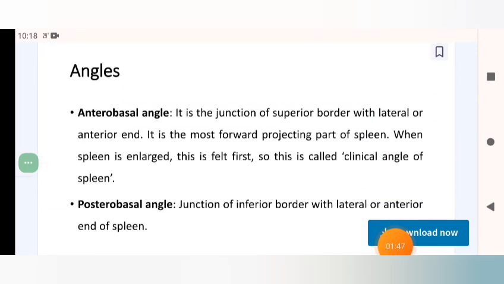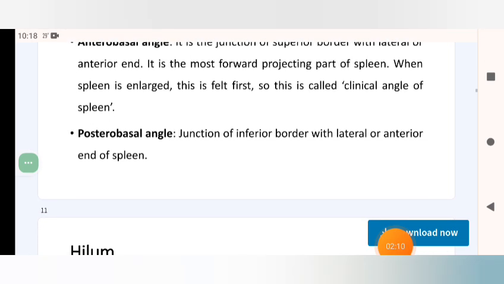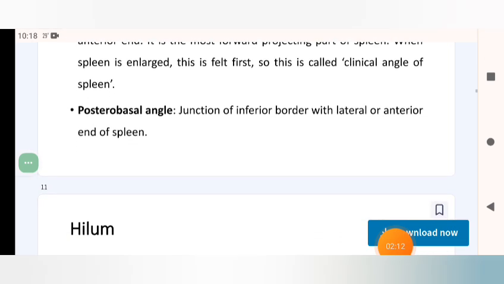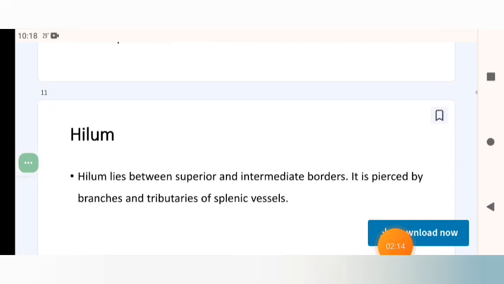And the angles of the spleen: there are two angles, anterobasal angle and posterobasal angle. The anterobasal angle is the junction of the superior border with the lateral or anterior end, and it is the most forward projecting part of the spleen. When the spleen is enlarged, this is felt first, so it is called the clinical angle of the spleen. The posterobasal angle is the junction of the inferior border with the lateral or anterior end of the spleen.